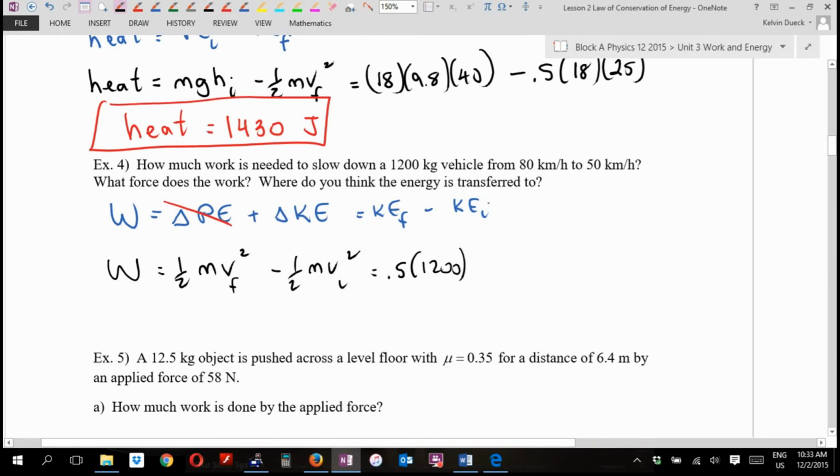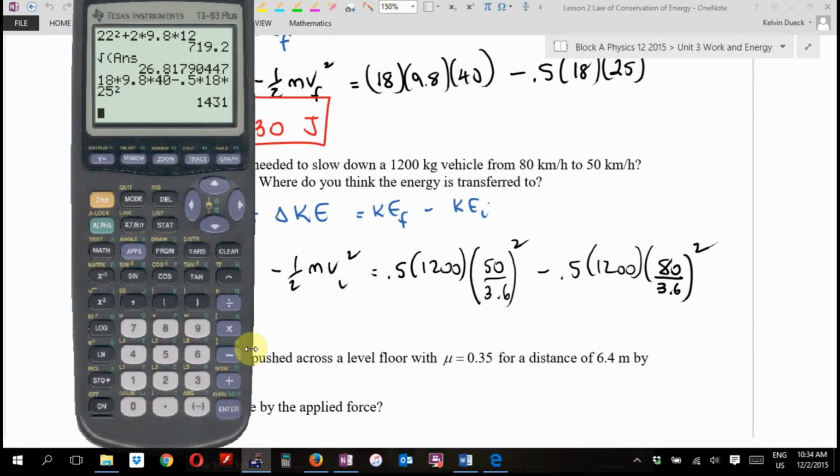1,200. What's v final? 50. 50 what? How do I go from kilometers per hour to meters per second? It was something with a 3.6. You know what? Let's go like this. 50 over 3.6 all squared. If I'm going to divide by 3.6, why don't I just do that right in the equation? Isn't that clever? Minus a half times 1,200. What's v initial? 80 divided by 3.6 squared. Let's try that. Half times 1,200 times 50 divided by 3.6 squared minus a half times 1,200 times 80 divided by 3.6 all squared.